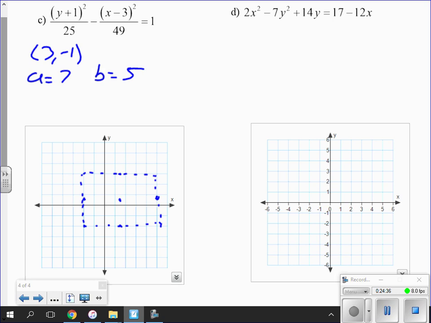Okay. Which way does it open? Up or down or left or right? Which way does it open? Up and down because the Y's are first.